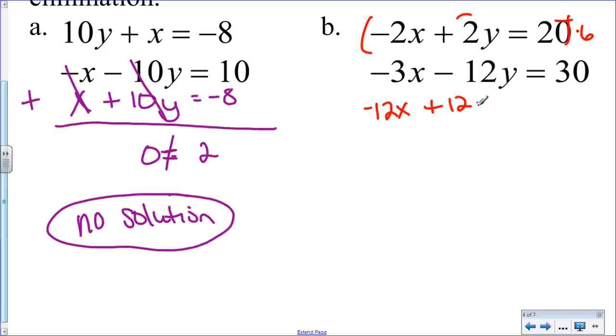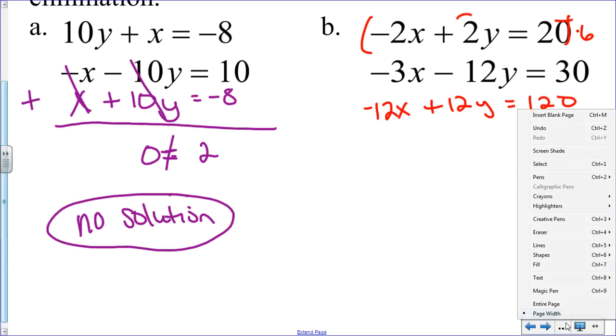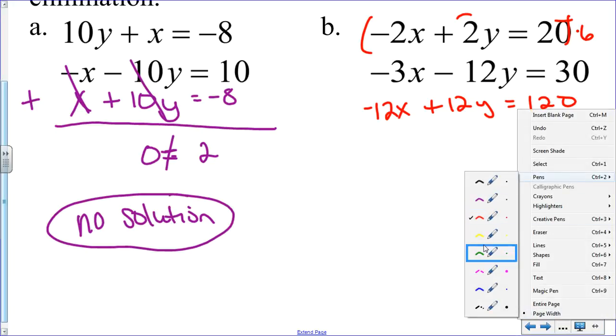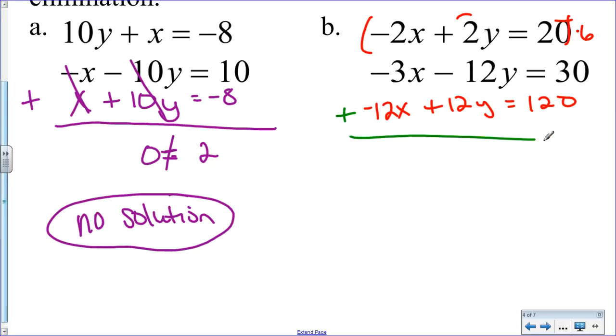-12x plus 12y equals 120. And you'll notice now that my y's are going to cancel because I multiplied. So we're going to go ahead and add those two equations together. So -3x and -12x give me -15x. My y's cancel. And 30 plus 120 is 150. So I'm going to divide everything by -15 to get x equals -10.